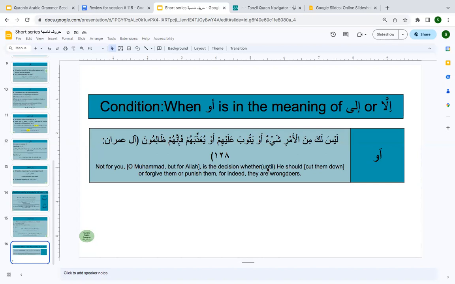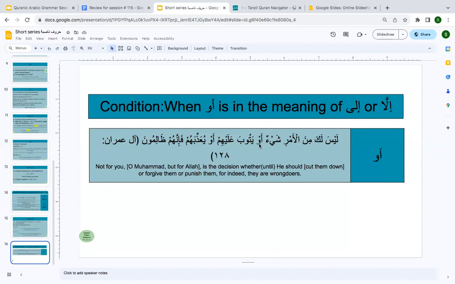Grammatically, you will figure out, sometimes you have to figure out, that the reason why the mudare is mansoob is because of aw. In some cases you will just understand that this is the grammatical reasoning for a word to be mansoob. However, in Urdu or English, the meaning may not be very obvious.